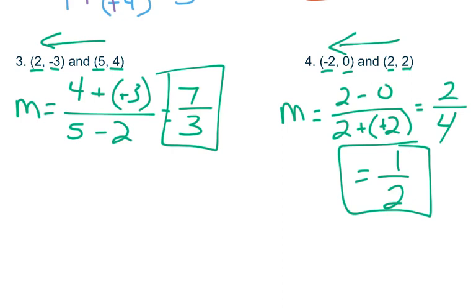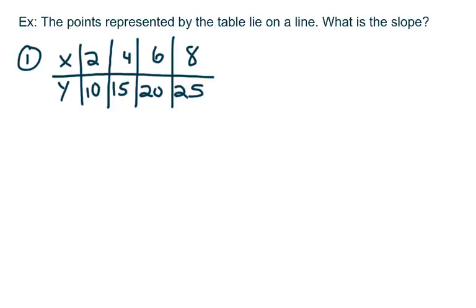All right, let's take a look at something a little different. The points represented by the table lie on a line. What is the slope? Okay, so we're told that these are all on a line, which is important. So really what we can do is we can choose any two of these 4 points here. So we got 1, 2, 3, 4 points. Choose 2 of them and find the slope. That's all you have to do.